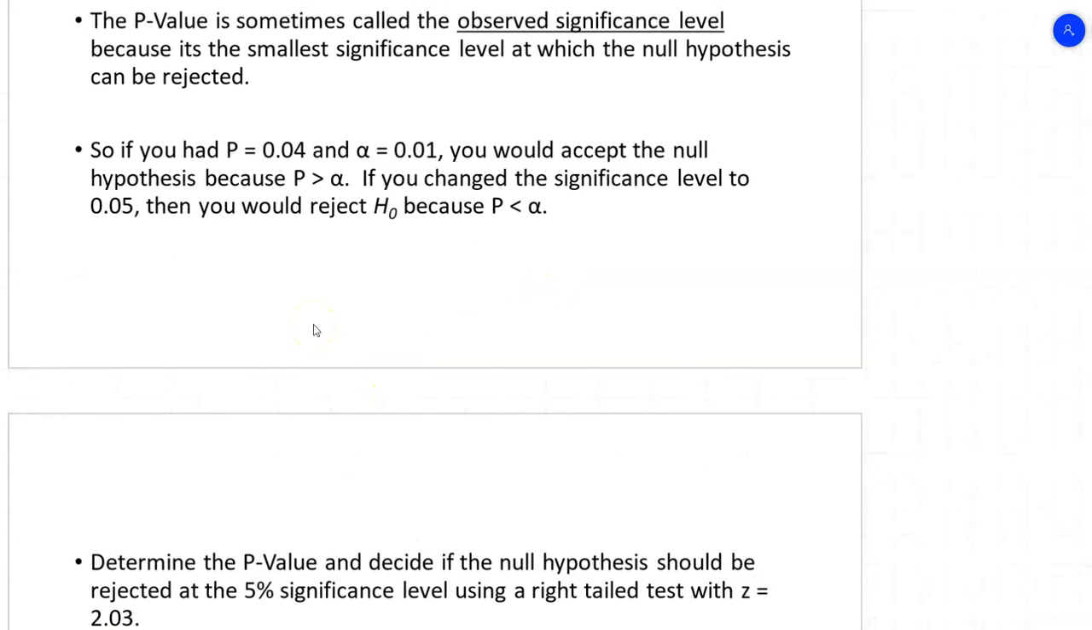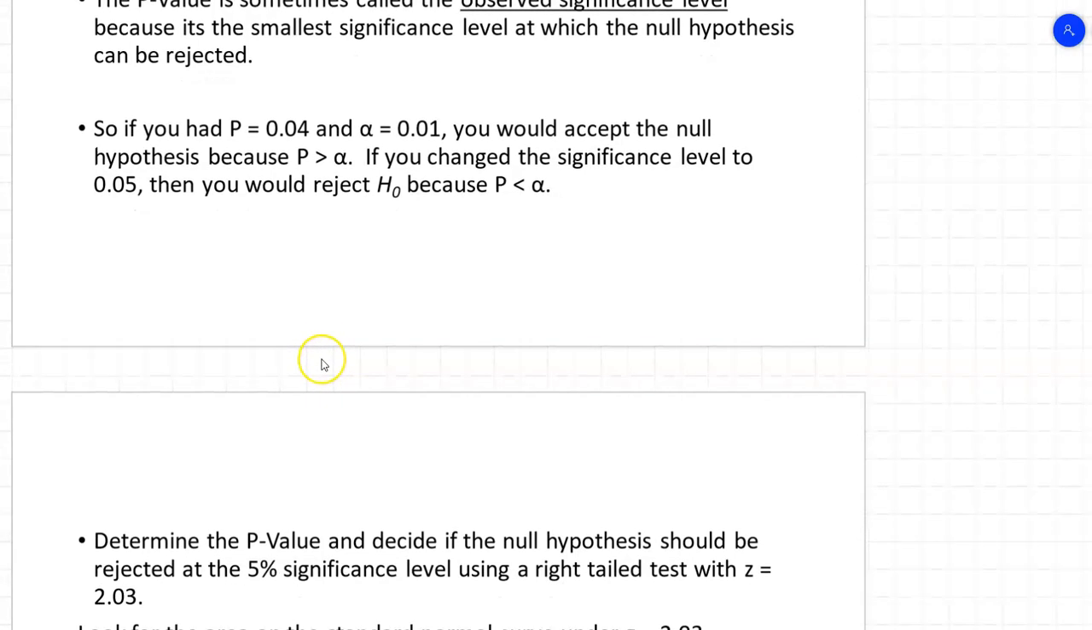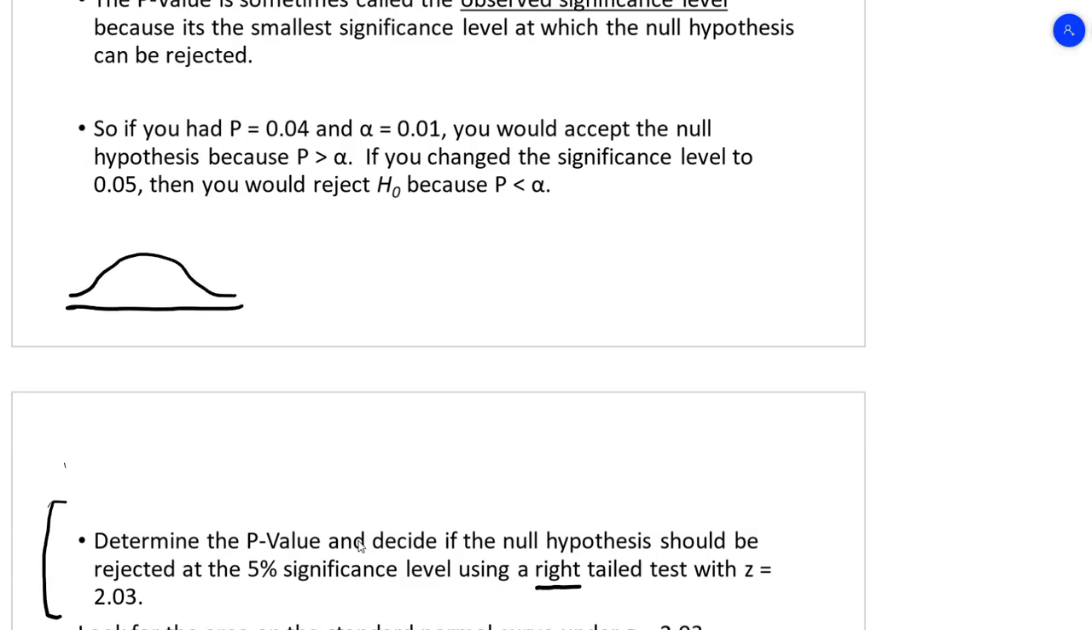All right, so let's take a look at this problem here. I don't want to put the answer up, so I'm going to stick this at the bottom of my screen. Determine the p-value, decide if the null hypothesis should be rejected at the 5% level using a right-tailed test with z equals 2.03. So I've already been given the z-score of 2.03. It's a right-tailed test. Now, what do you know about that normal curve? If it's a right-tailed test, you really want the area to the right of 2.03. You're looking at this area here.